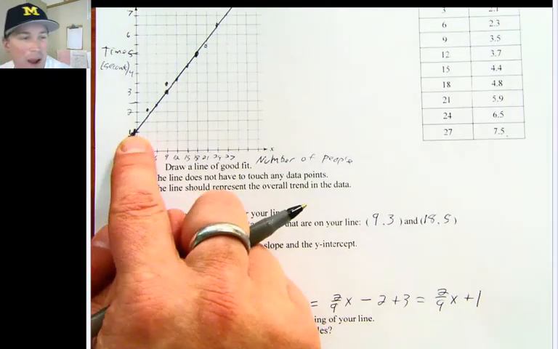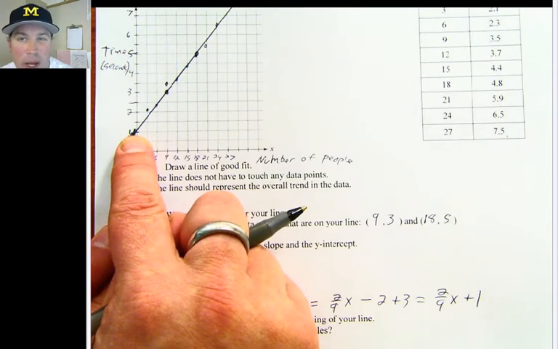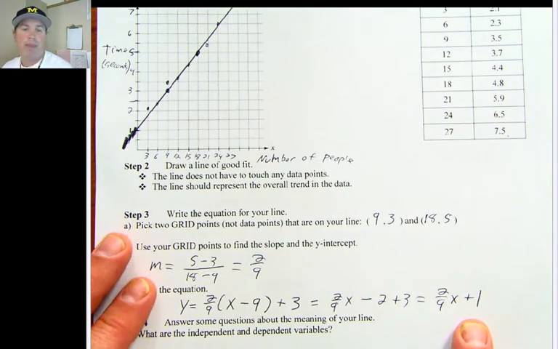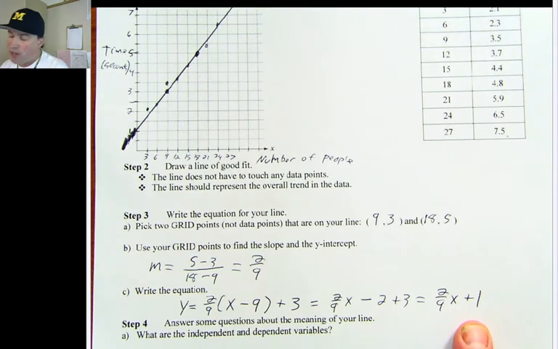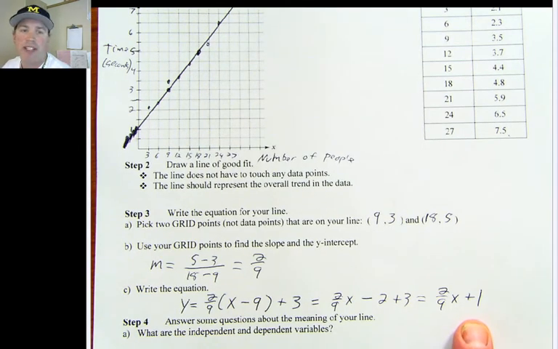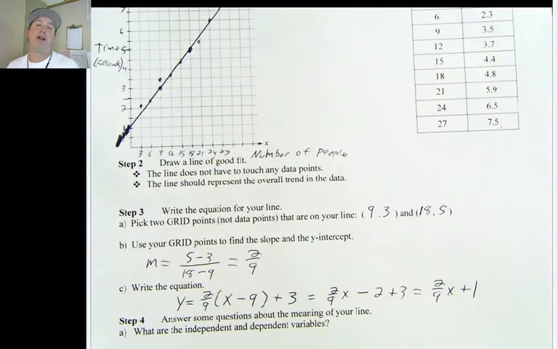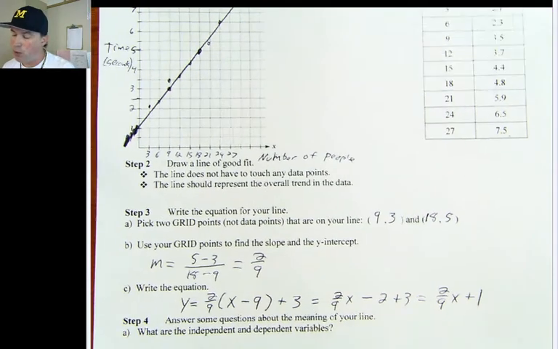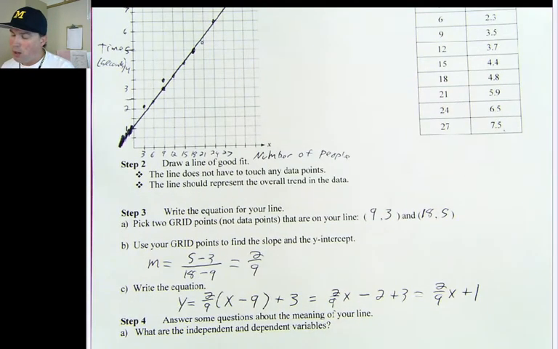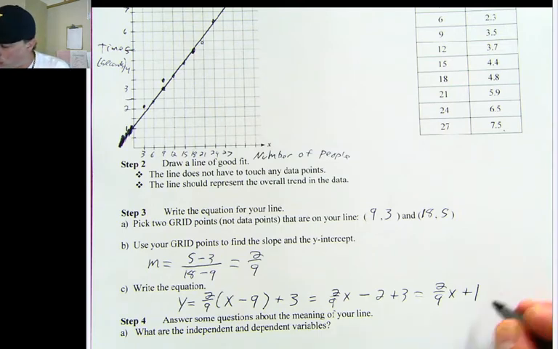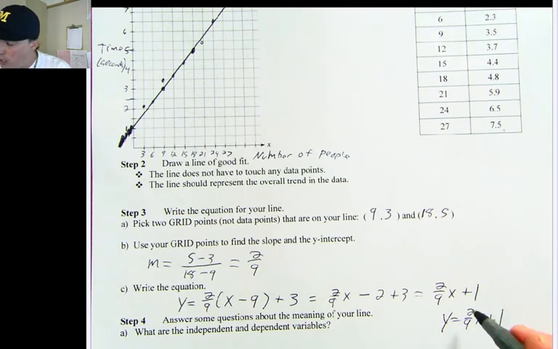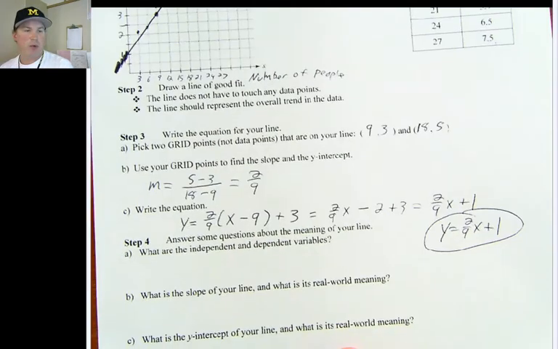If I used my graph, I would say approximately 1.1. If I used the algebra, I would get an answer of 1. Both answers are close, and I would actually accept this decimal approximation because there's nothing exact about a line of best fit. It is going to be a little more approximate, but it's always good to show your work. Okay, so this is going to be my equation: y equals 2 over 9x plus 1.